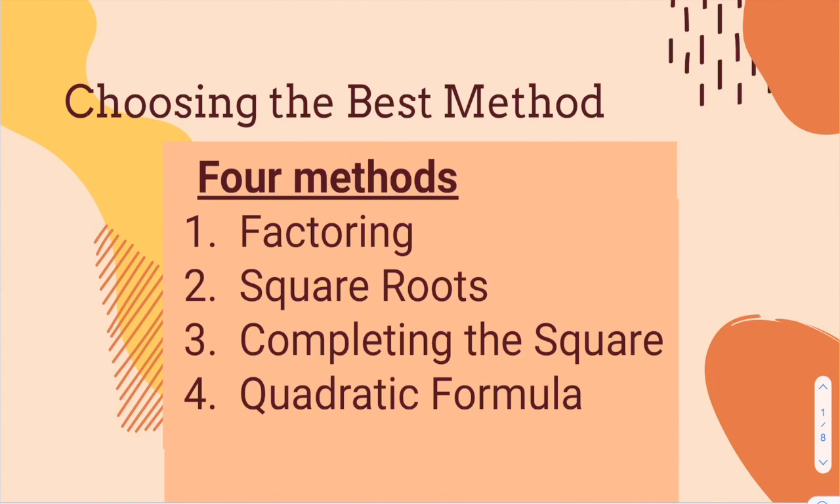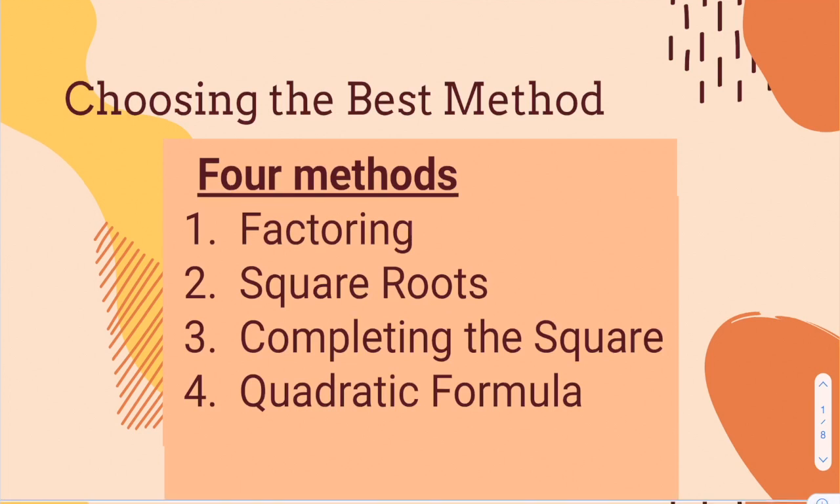When it comes to solving quadratic equations, we learned that there are 4 strategies. One of the strategies we learned was factoring. The second strategy was square roots. The third strategy we used was completing the square. And lastly, we learned how to solve using the quadratic formula. Now the main question is, how do you know which strategy to use depending on the equation?